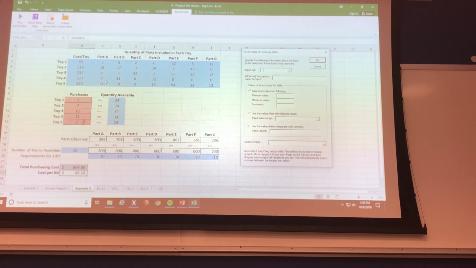Okay, and we just went through this. We just talked about this. Our input cell would be the number of kits, if what we're trying to figure out is if there's a number of kits that would give us the lowest possible cost per kit. So B19, number of kits, okay.